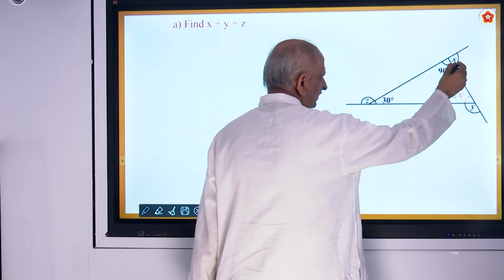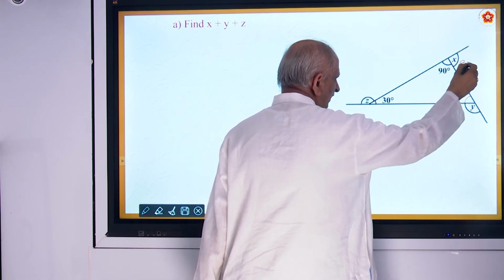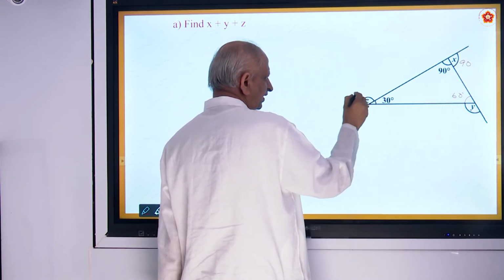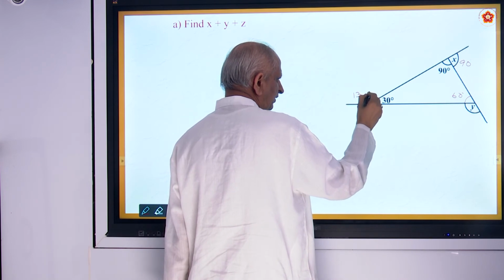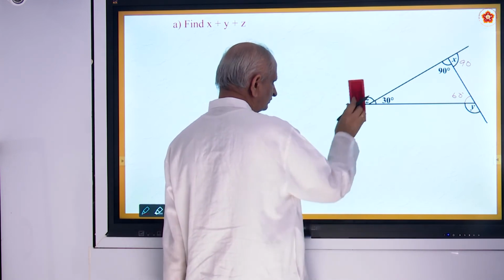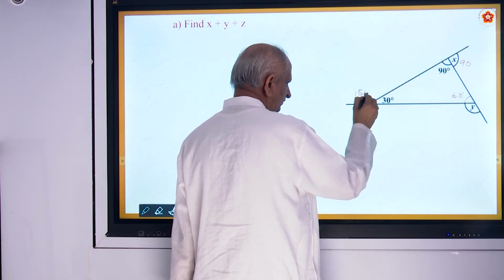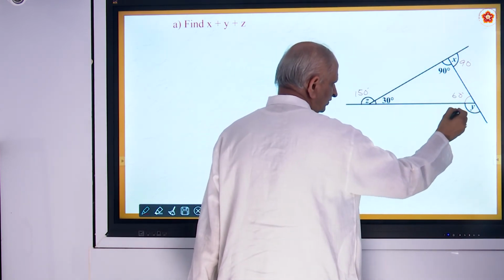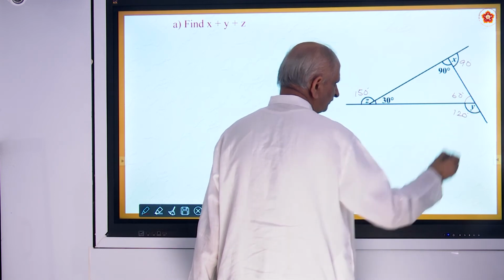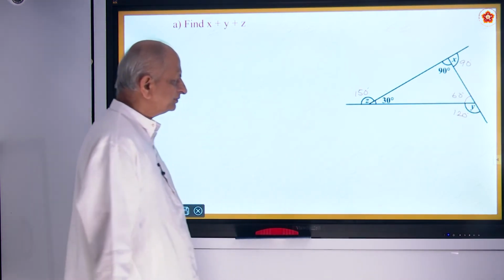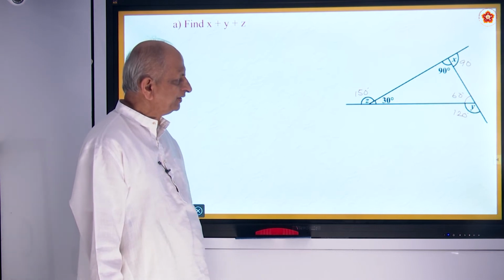Now, if this is 90, the adjacent angle will be 90. If this is 30, the adjacent angle will be 150, because the sum of the two angles is 180 degrees, a straight angle. This is 60, it becomes 120. Now they are asking, if you add all these things, how much do you get?